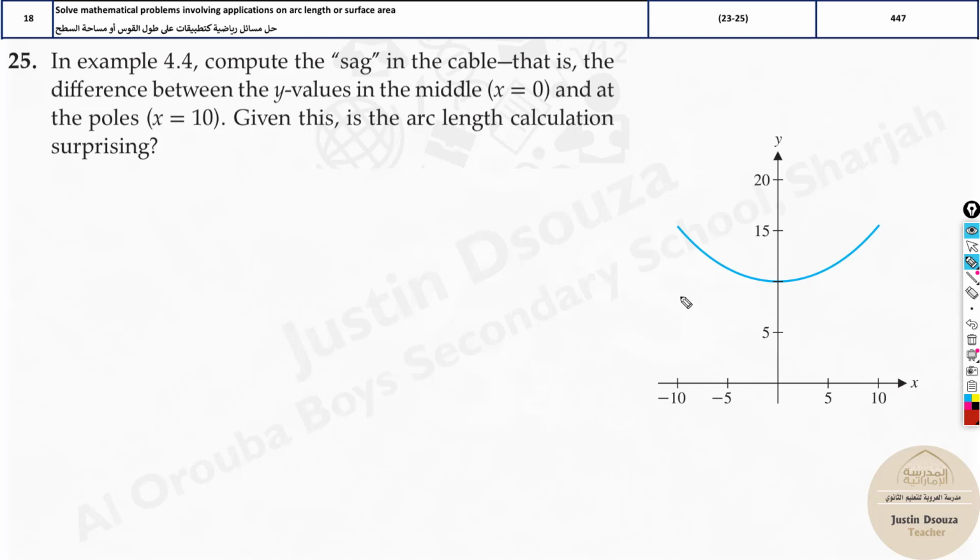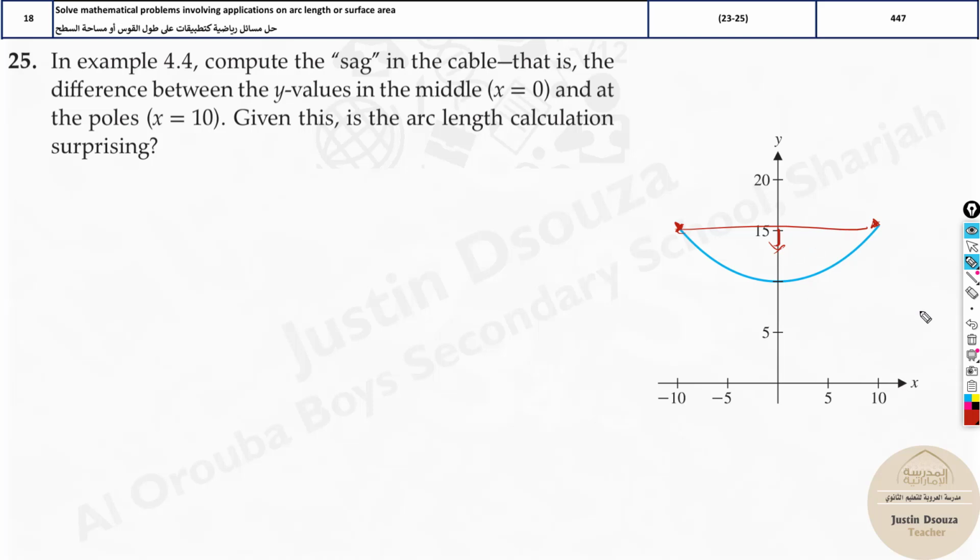Now, what we need to do is, first let's find the sag. Sag means, see, over here, imagine the cable is tied. It doesn't stay flat. It doesn't stay exactly horizontal. It'll sag because of the weight of the cable and it goes like this, arc length. It sags.